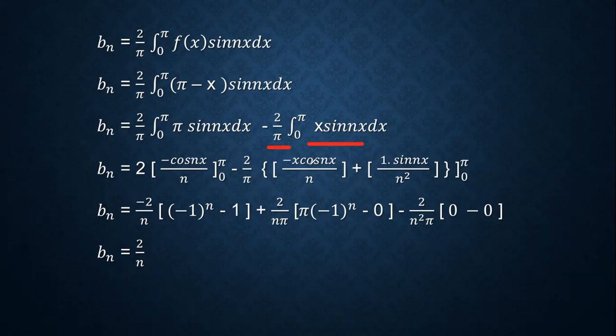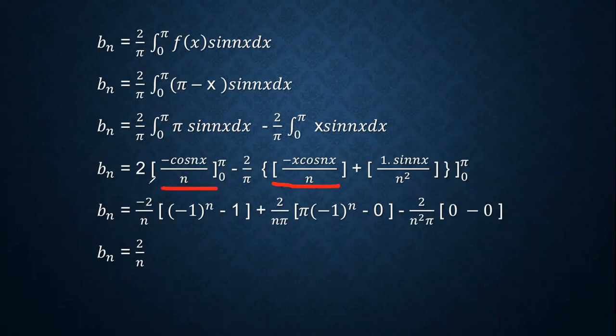So minus 2 by pi. If you apply this UV rule, the first term will be u into v1, minus x cos nx by n, plus u dash into v2 value, that is 1 into sin nx by n square. Limits are 0 to pi. Wherever you have the sine term, simply put it as 0 when you apply the upper limit and lower limit. So what is the leftover term? You'll have only this term and this term to simplify.